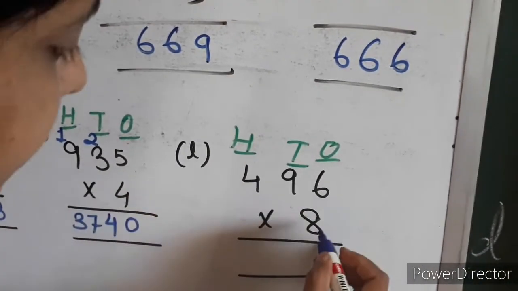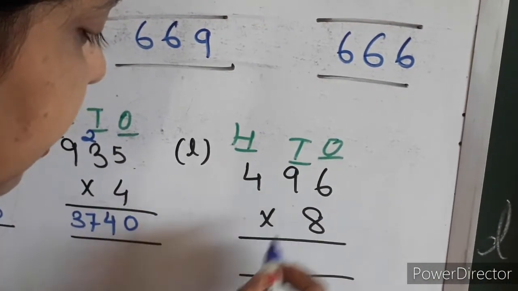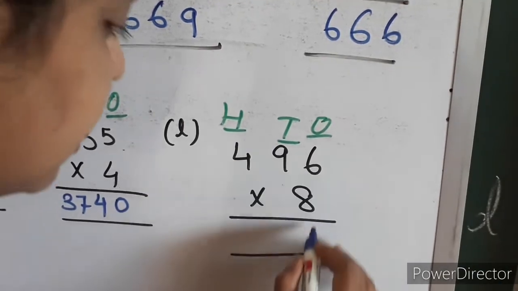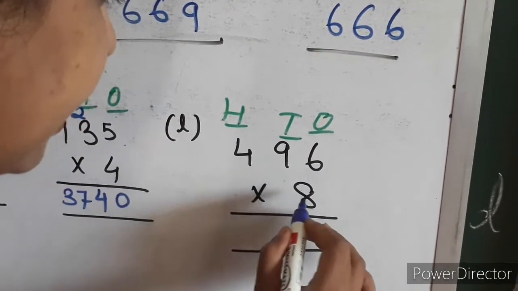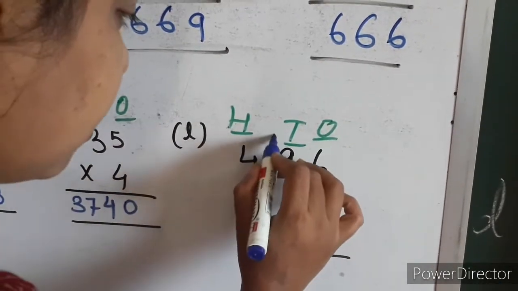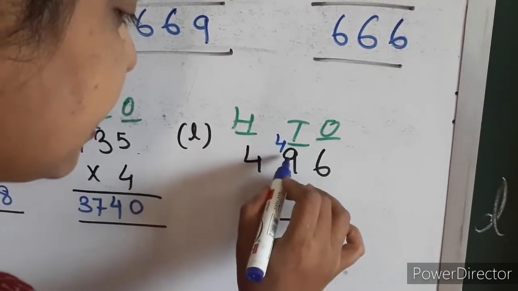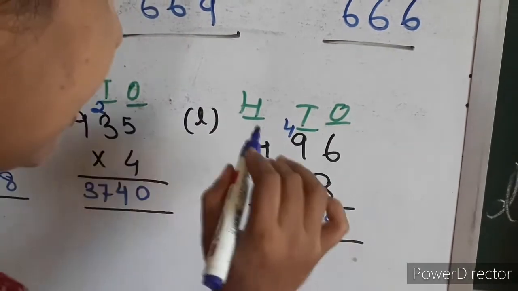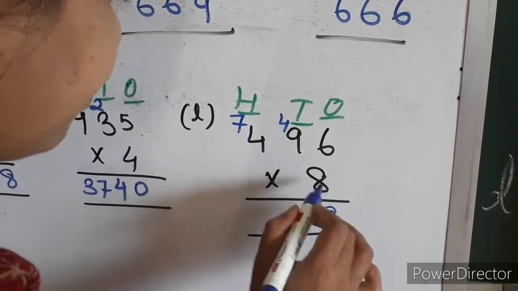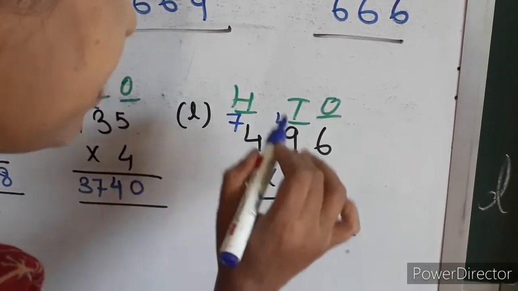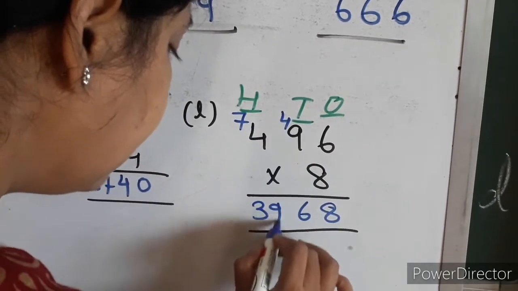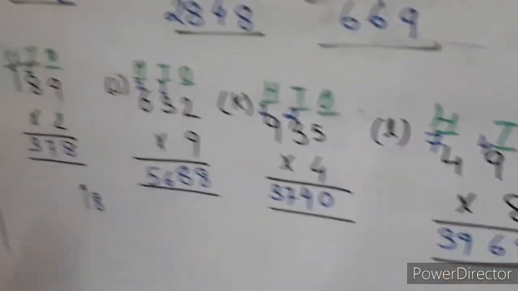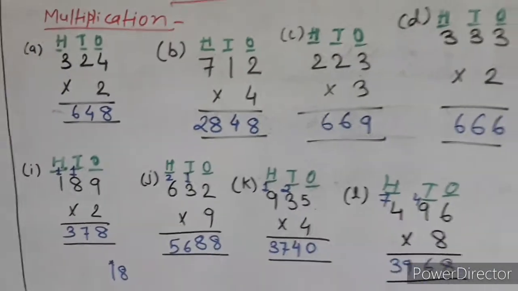Then here 496 multiplied by 8. 8 into 6 is 48. Again from the 48, the 4 will come here. 8 times 9 is 72. 72 plus 4 will be 76, and this 7 will come here. And 8 times 4 is 32. 32 plus 7 will be 39. So like this you have to do.